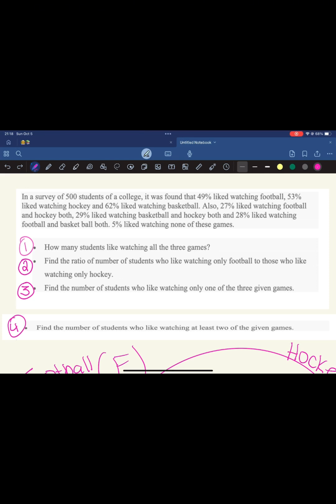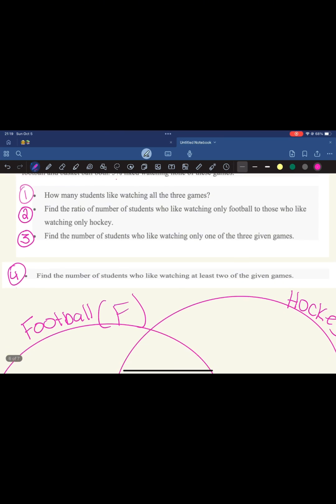So in a survey of 500 college students, it was found that 49% liked watching football, 53% liked watching hockey, and 62% liked watching basketball. Also 27% liked to watch football and hockey both, 29% liked watching basketball and hockey both, and 28% liked watching football and basketball both. 5% liked watching none of these games. So we're going to be going over these problems here. I have them labeled 1, 2, 3, and 4.